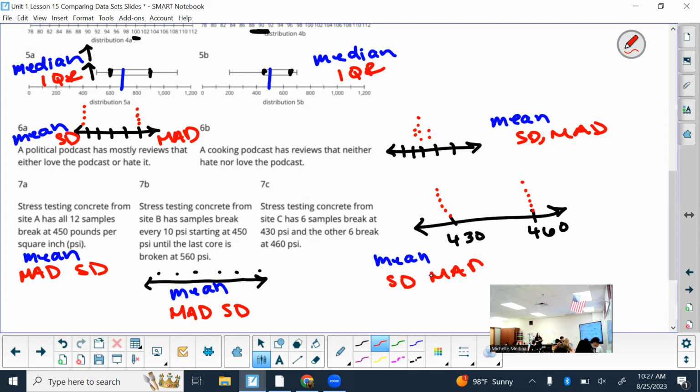So are we seeing the pattern? Could it ever be median and standard deviation? Could it ever be mean and IQR?